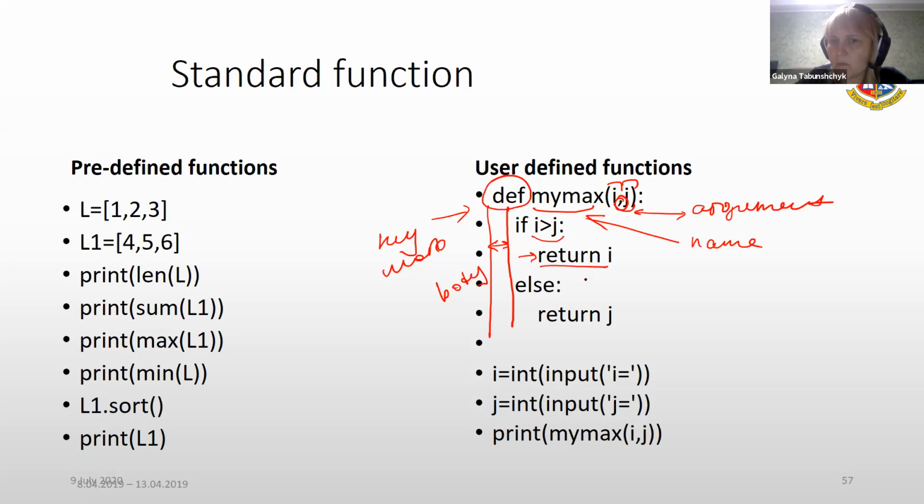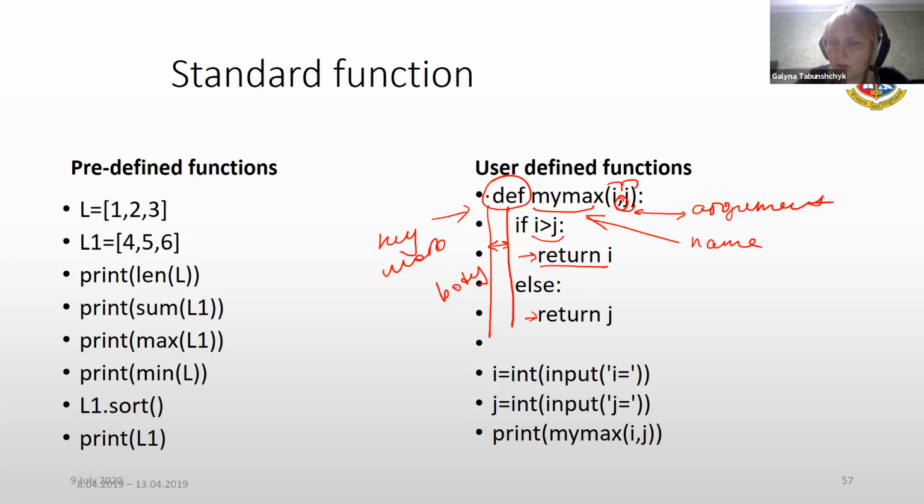What happens when the function meets return? The function flow stops and we return to the place where it was called. So if I was more than G, we will return to our main flow. Else, if not, then it will return at this place.